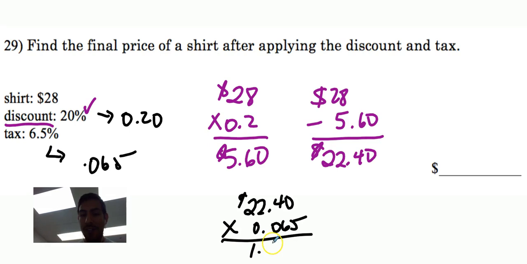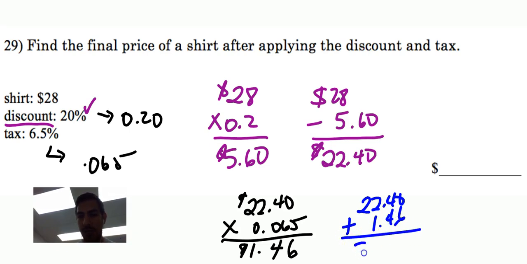It's really $1.456, but you should round to the penny. So $1.46. Again, that's how much tax I'm going to be paying on this shirt. So to get the total, I need to take $22.40 and add on $1.46, and I end up getting $23.86, and that is the cost of this shirt with the 20% discount and a 6.5% tax.